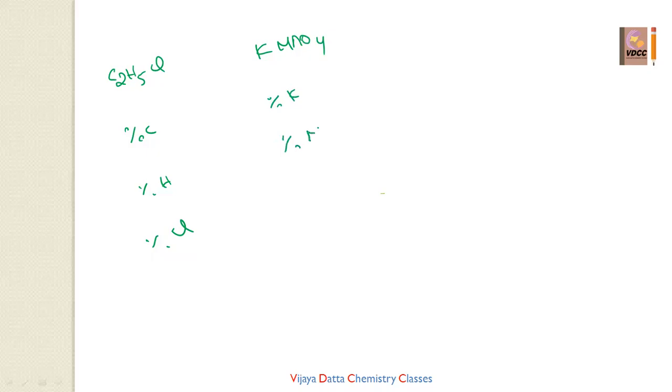Test yourself. You can calculate for C2H5Cl the percentage of carbon, hydrogen and chlorine. You can also do KMnO4: percentage of potassium, manganese and oxygen. Just test yourself to see whether you are able to do the percentage composition using this method. This is very simple and very easy.